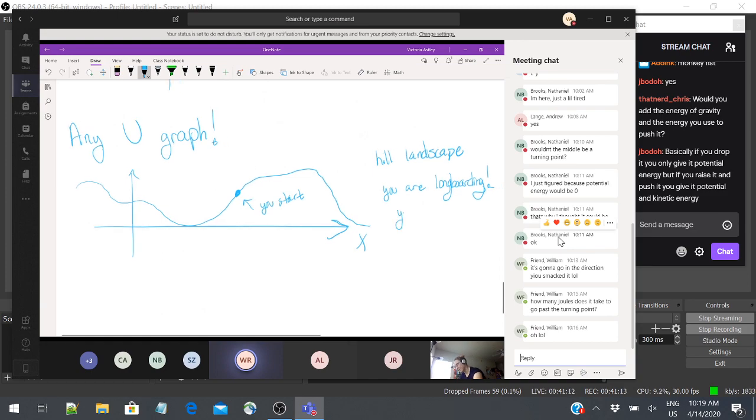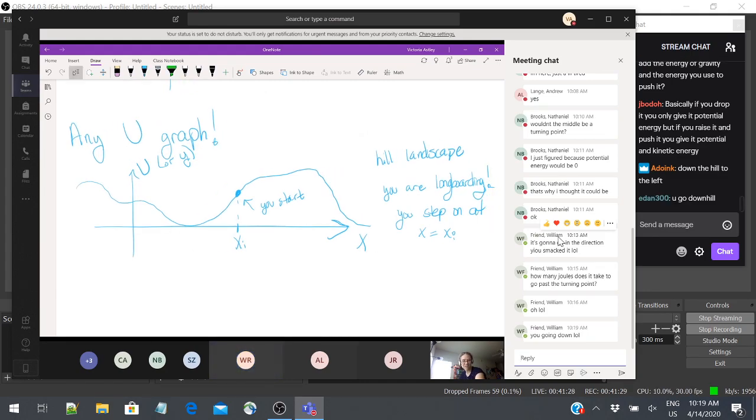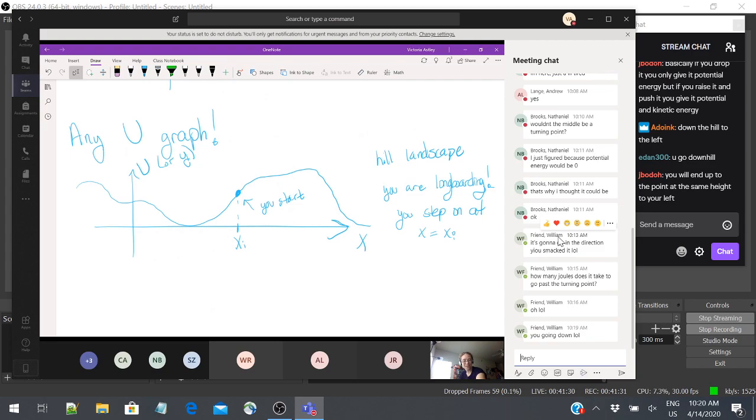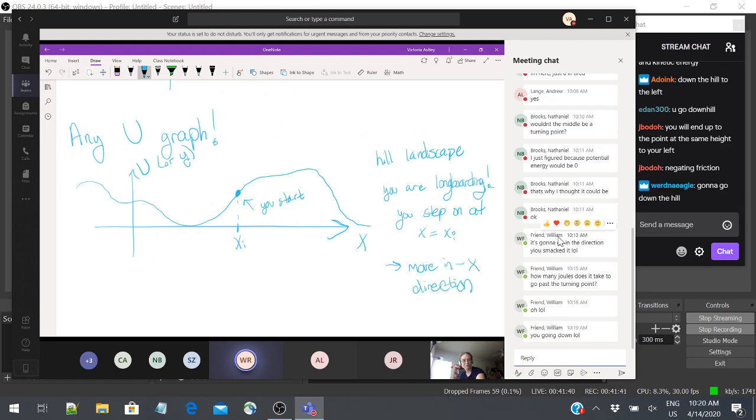You step on. This is potential energy. It's also essentially just the height graph. You going down. Yep. So you will move in the negative x direction.